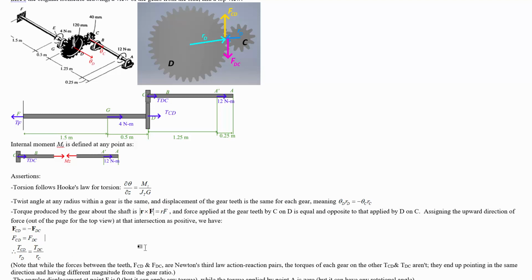Just as a sense check, we've got that the angles are negatively related because when one of them spins this way, the other one spins the opposite direction, and that D is going to spin by less than C spins because D is at a bigger radius. But similarly, the torque on D is going to be larger than the torque on C, again because D is at a bigger radius. So you notice here the radii show up in the denominator, here they show up in the numerator, and that's how energy gets conserved.